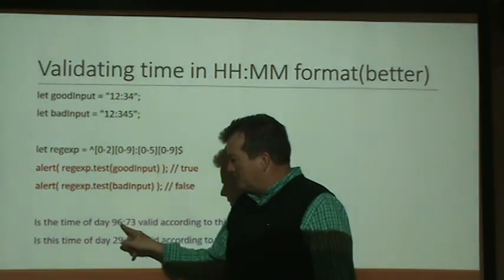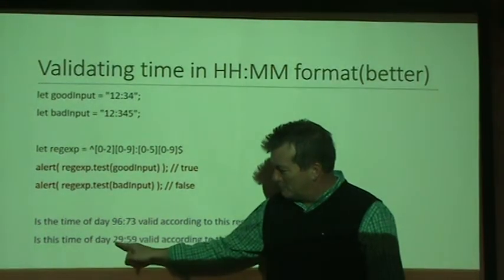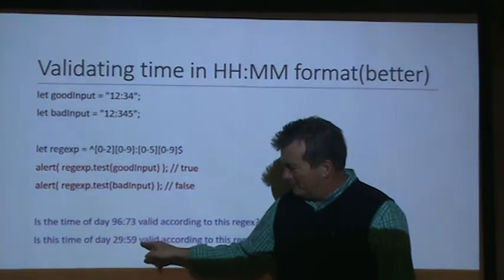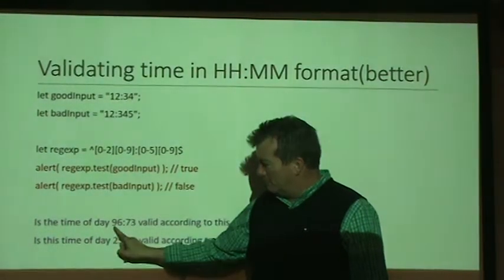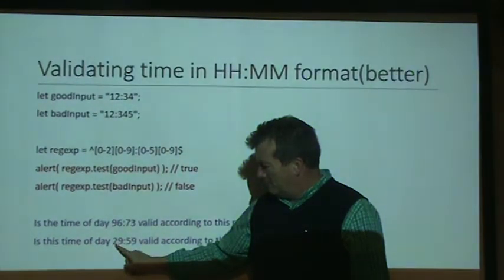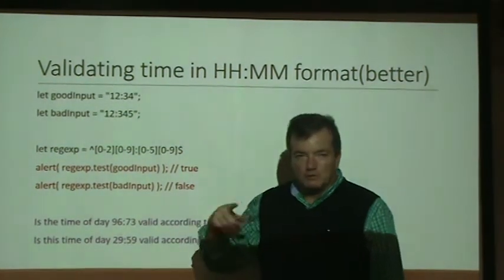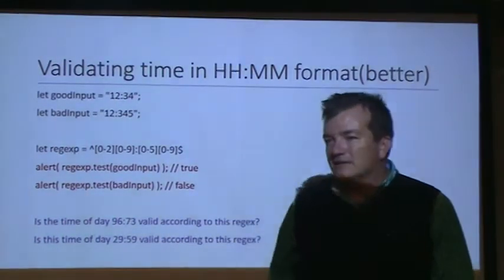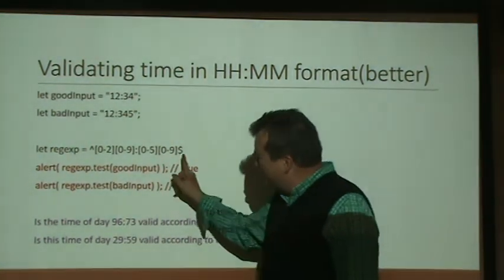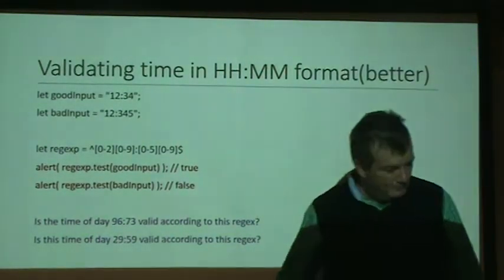So it'll answer no to 96:78, but it will answer yes to this, 29:59. Because we said any number between 0, 1, and 2 is acceptable for the first one, and then any number between 0 and 9 is acceptable. There is no 29th hour in a day. So it's still letting unacceptable values through. So we still need a better regular expression than that, but we're improving on it.